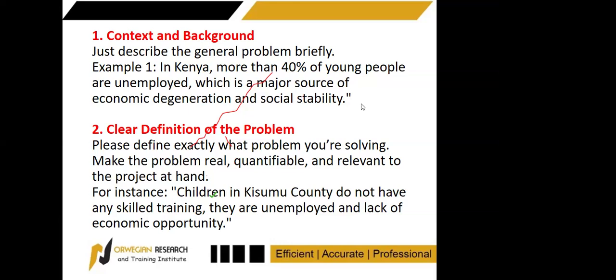Then a clear definition of the problem. Please define exactly what problem you are trying to solve. Make the problem real, quantifiable, and relevant. For instance, children in Oyugis town do not have any skill training. They lack skill training, and this disadvantages them from being employed because of that lack of skill training.